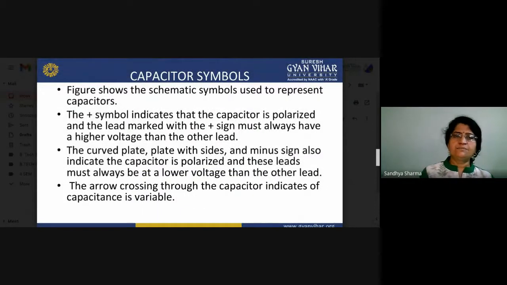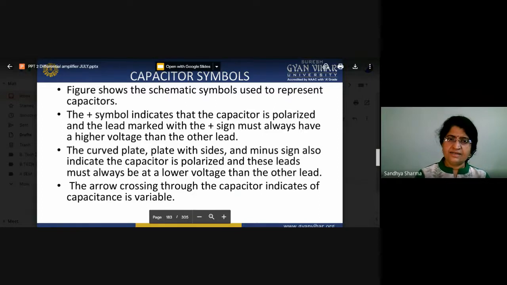Now, capacitor symbols: how we can represent the capacitor. We will see the symbols used to represent it. This symbol indicates the capacitor is polarized, and the lead marked with the plus sign must always have a higher voltage than the other. So in a capacitor we mark the plus and minus values for indicating the higher voltage and lower voltage.